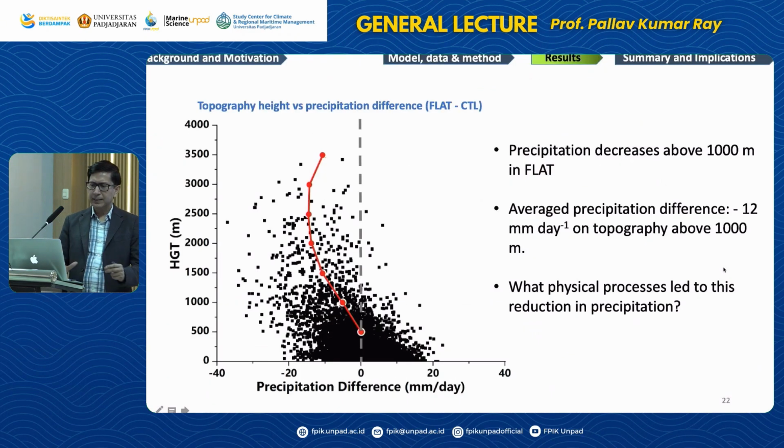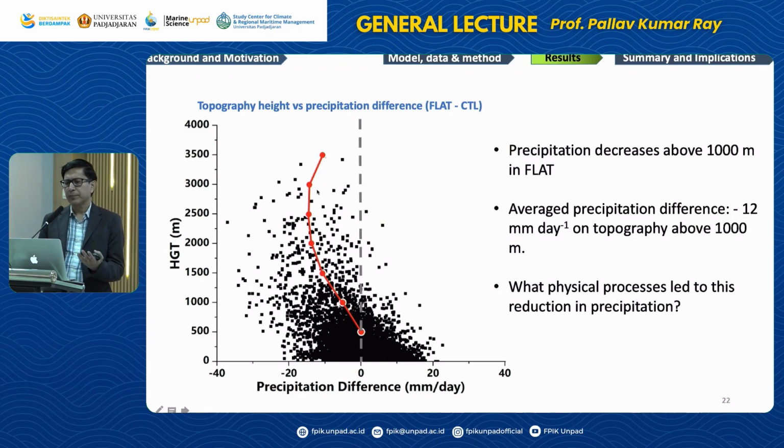If you summarize the result over the 30-day period, within 500 meters there is practically no difference, and then it starts to increase as the topography increases, which is something you'd have expected. Then we ask the question, what processes actually led to this reduction in precipitation?